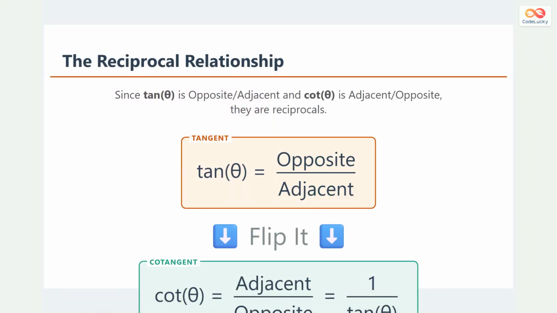This leads us to the most important property of cotangent. It is the reciprocal of tangent. Mathematically, this means cotangent theta equals 1 divided by tangent theta. If you know the value of tangent, you can simply flip the fraction to find the cotangent.